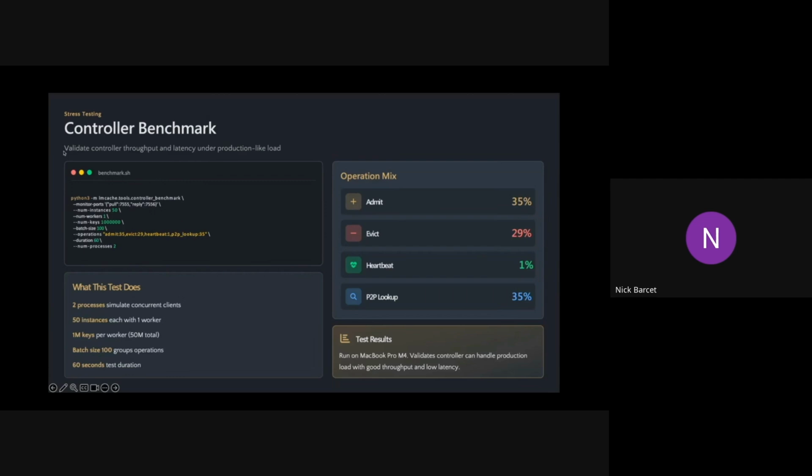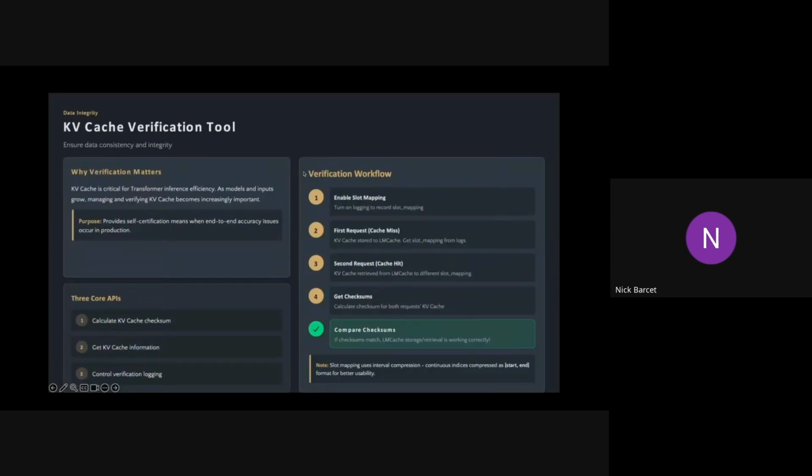What does this test do? It launches 2 test client processes, each simulating 50 instances, with 1 worker per instance and 1 million keys per worker. When sending admit, evict, and P2P lookup requests, they are grouped into batches of 100 as one request. This benchmark can run on a MacBook and validates that the controller can handle production workloads with good throughput and low latency. Now, let me introduce the KV-Cache verification tool.